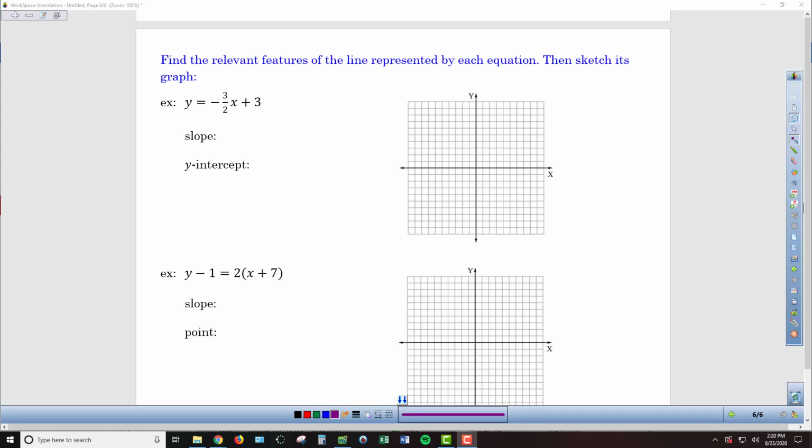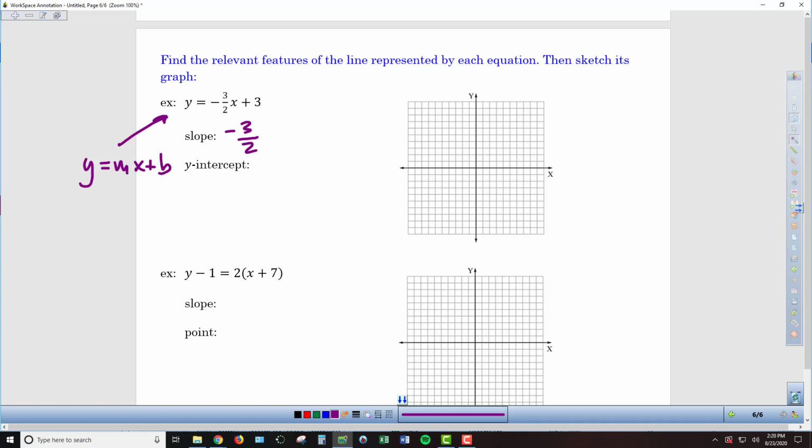But first, let's take a look at an example of a line that's given to us in slope-intercept form. So right here, we've got our y isolated, so it's y equals mx plus b. So we look at the number that's multiplying the x, it's negative 3/2, so that's going to be our slope. And again, I'm going to use that negative 3 as our rise, but the run will always be positive in this circumstance. So we're always going to move from left to right. It's just we're going to go down 3 units because of that slope.